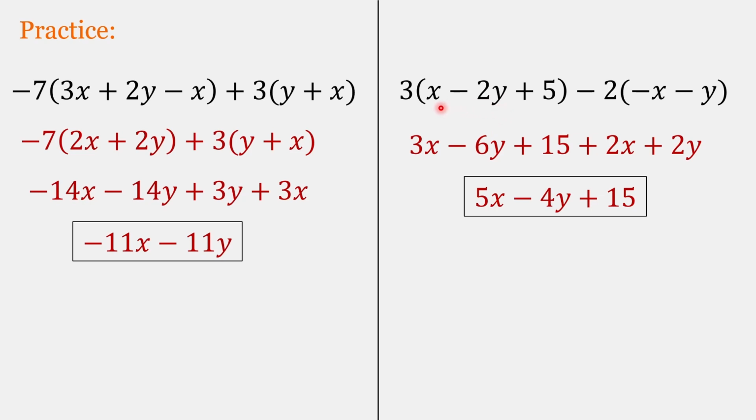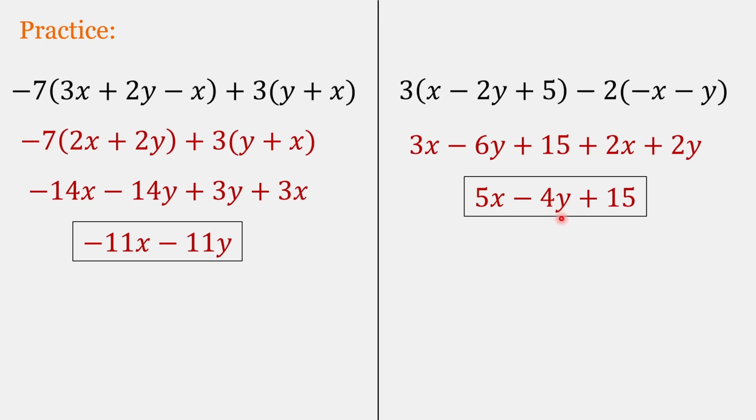In the second problem, nothing within these parentheses can be simplified down further. So we'll go ahead and do multiplication. Distributing this 3 to the quantity x minus 2y plus 5. And then distributing negative 2 to the quantity negative x minus y. And this ultimately simplifies down to 5x minus 4y plus 15.